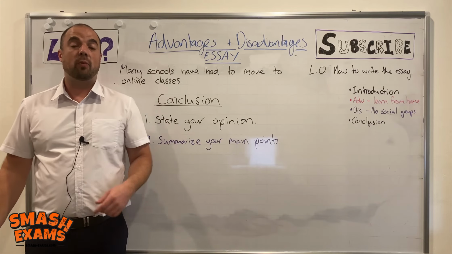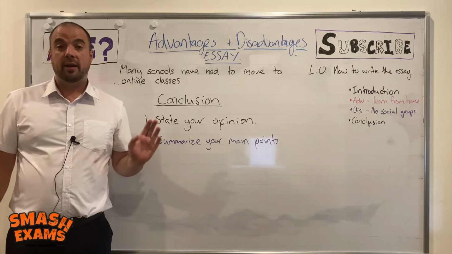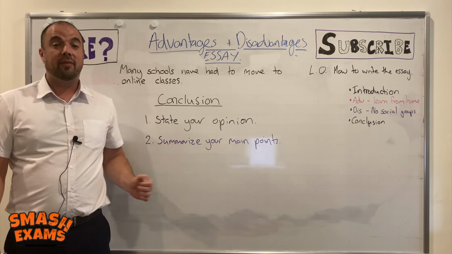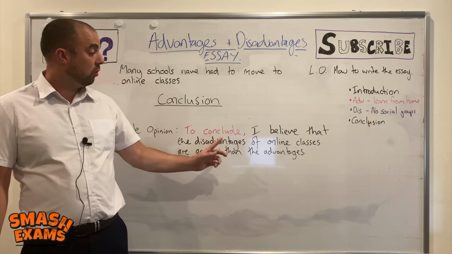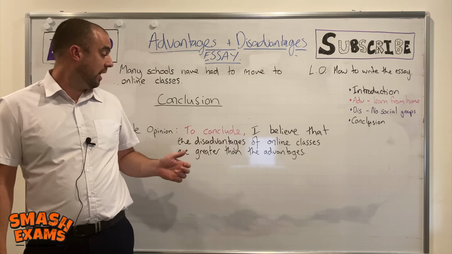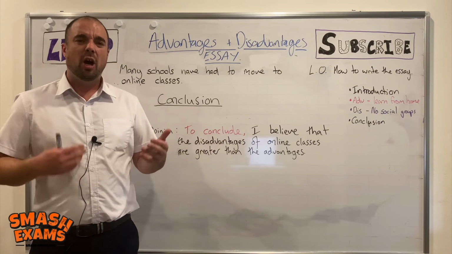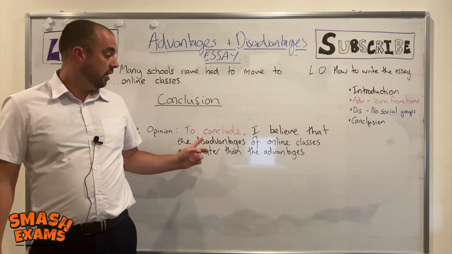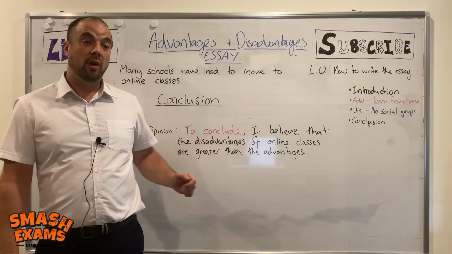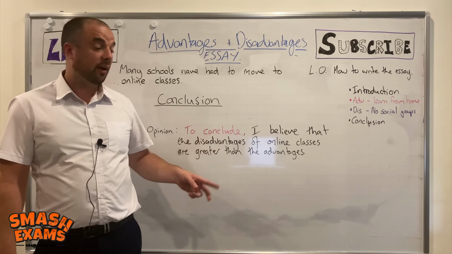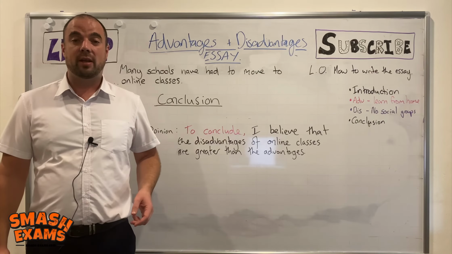Now, it doesn't really matter which way round you do these, but I'm going to show you first. I'm going to give my opinion and then I'm going to summarize my points. Here's how I will do it. My stating opinion or my concluding sentence is, to conclude, I believe that the disadvantages of online classes are greater than the advantages. You could also write in conclusion here. Always say to conclude or in conclusion. And also, again, you can change disadvantages to cons and advantages to pros, or disadvantages to drawbacks and advantages to benefits. Doesn't matter, use ones that you haven't used before in the conclusion.